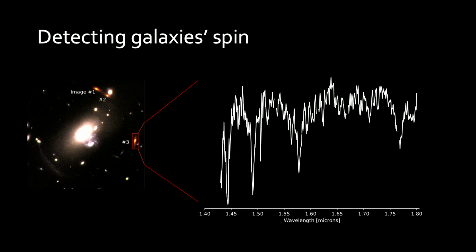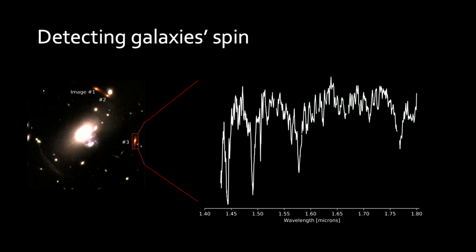Now, the way we tell if a galaxy is spinning or not is by recording its spectrum on two sides of the center. And what you see here is an example of a spectrum. It's basically the amount of light that the galaxy emits at very specific colors or wavelengths. And so what you see is the dips in this diagram are specific colors where the galaxy is darker.